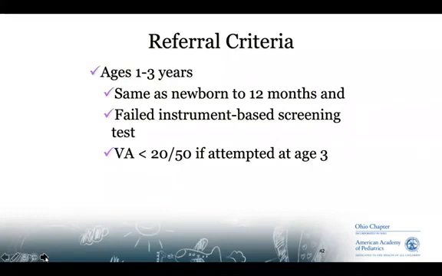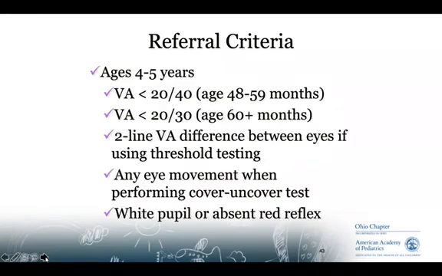When kids get older, between ages 1 to 3, the same concerns during that first year of life would also be pertinent, but also if they failed an instrument-based screening test, or if at age 3, their visual acuity was less than 20/50. As kids reach 4 years of age, up to 5 years of age, refer if their visual acuity is less than 20/40, up to 59 months, and then if their visual acuity was less than 20/30, age 60 months or beyond.